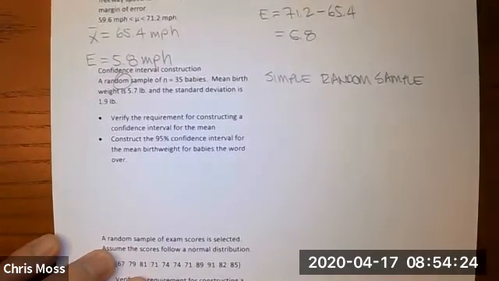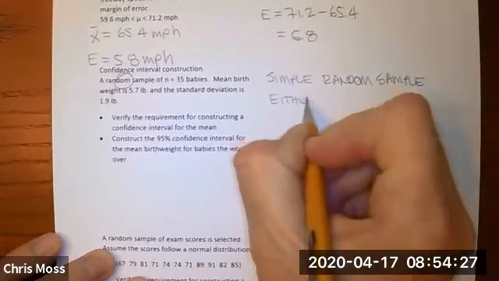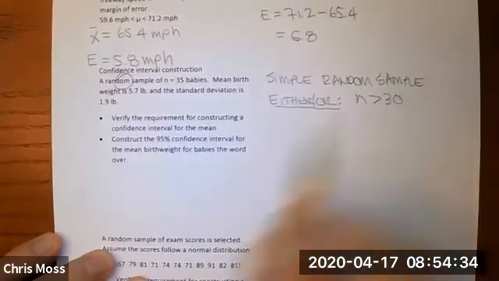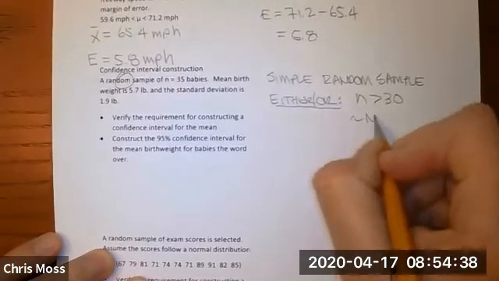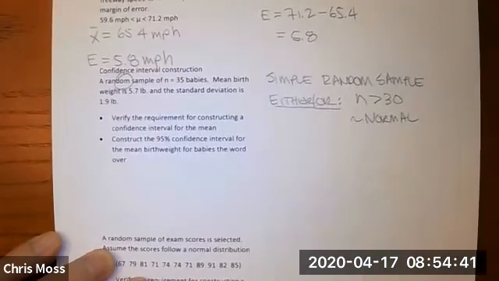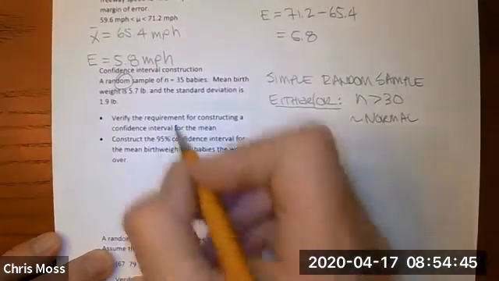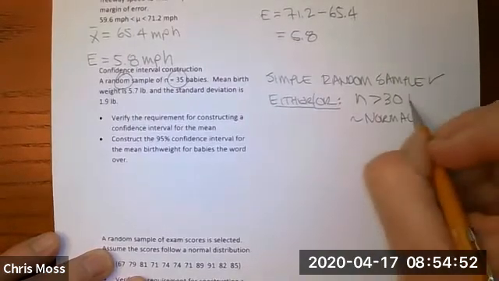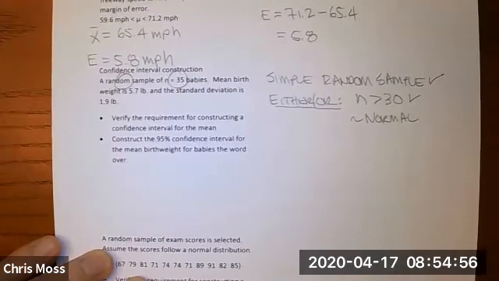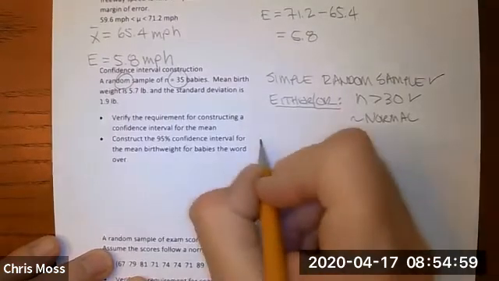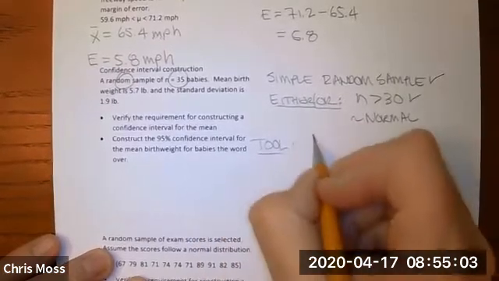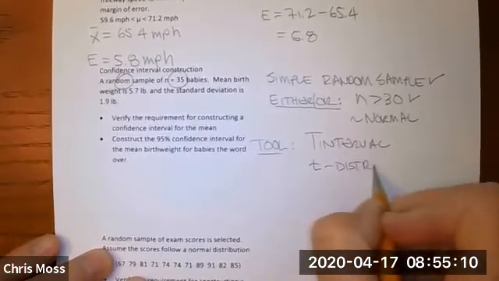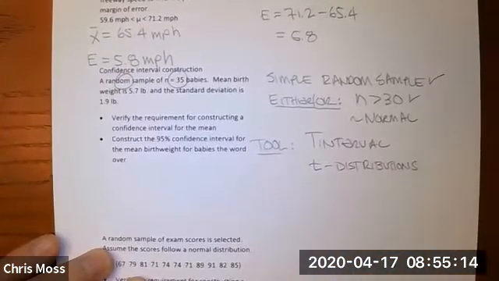Now, I also need either or. The sample size needs to be greater than 30, and or the population needs to be normally distributed. In this case, I know nothing about the distribution of the population, but I do note that my sample size is 35, and in that case, we've checked both boxes. So we're ready to go and construct the confidence interval. We have a dedicated tool for that. It is the t interval, and this uses the t distribution, also called the student's t distribution.